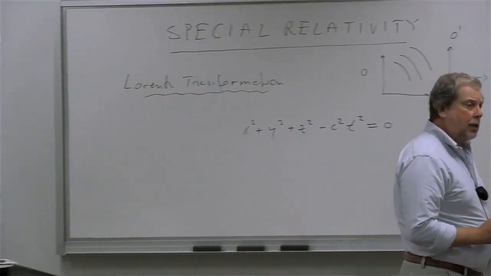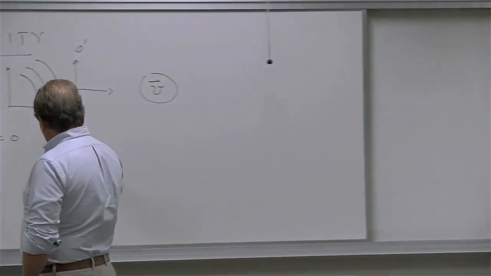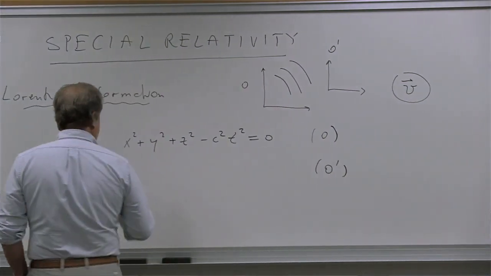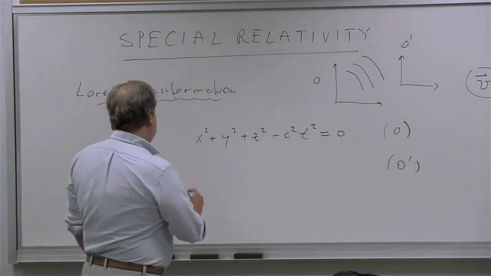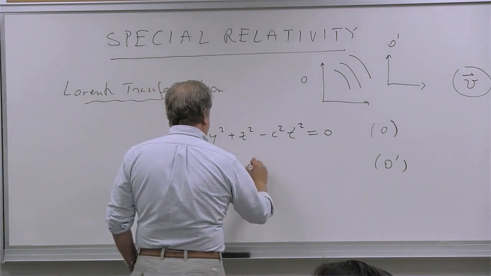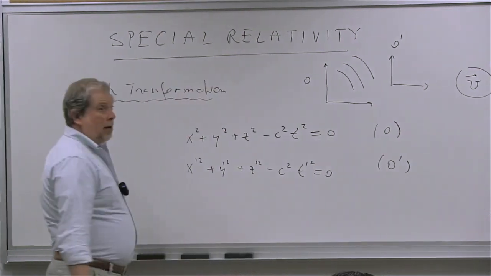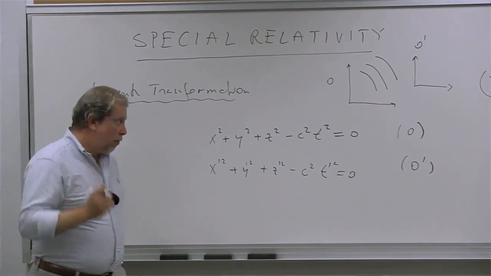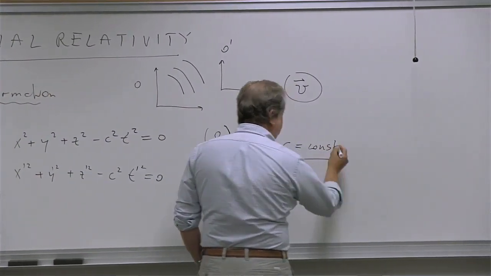relationship between the coordinates and the time for a light wave, right? Now this is for observer O, right? Observer O prime will also observe pretty much the same relationship, except that everything will be primed for his coordinates, so x prime squared plus y prime squared plus z prime squared minus c squared t prime squared is equal to 0. So prime coordinates everywhere. And so this is coming from the constancy of light, right? c is equal to a constant, as is the same for all observers.